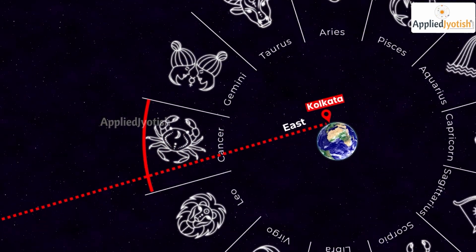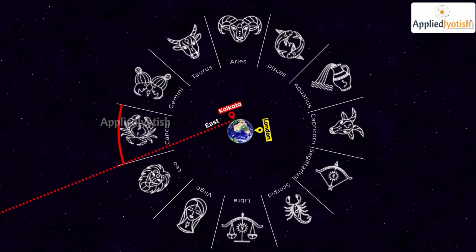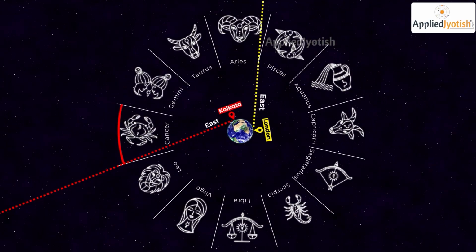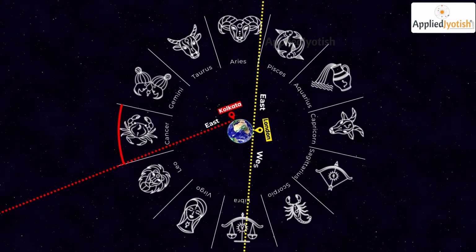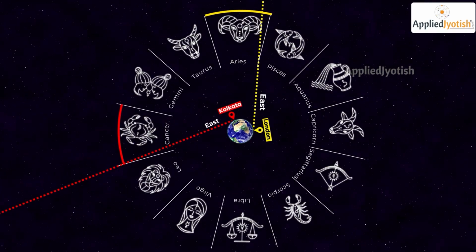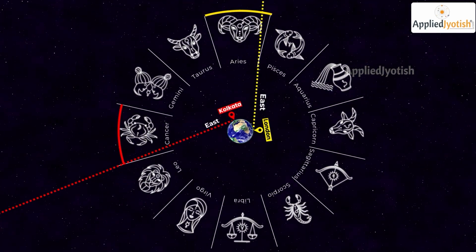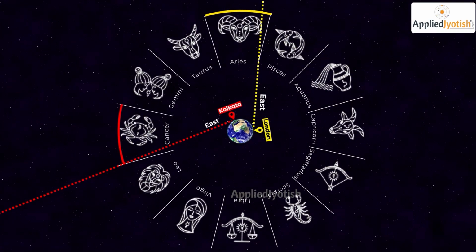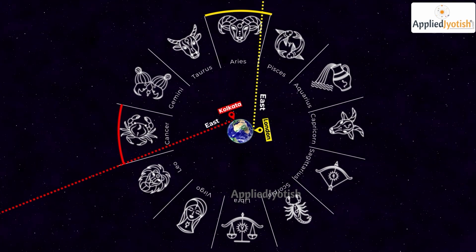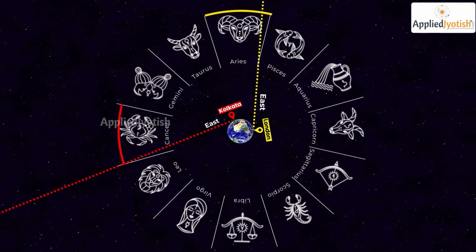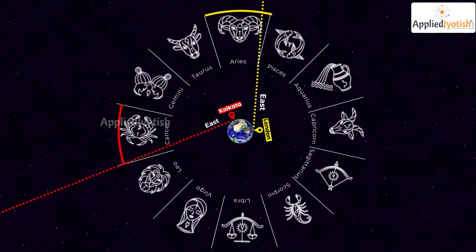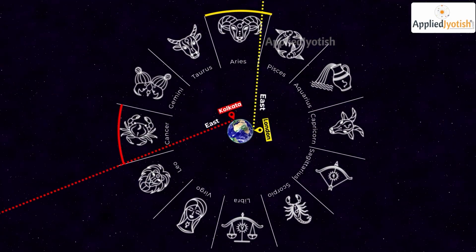Now let's consider London at the same moment. If we draw a line from the eastern to western horizon there, the zodiac sign rising on the eastern horizon will be different. This shows that at the same time, the Lagna or the rising sign for Kolkata and London is different. In other words, the ascendant or Lagna or rising sign varies by location.